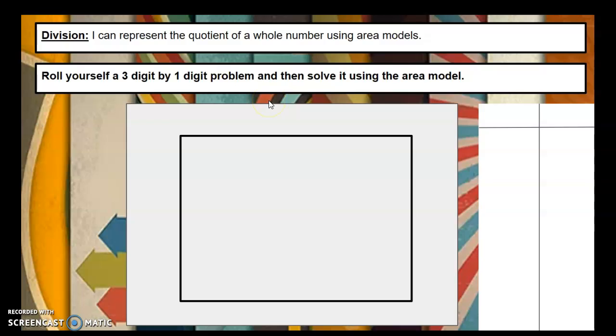Now, I have a dice here with me. It is a 10-sided dice actually, and so it makes larger numbers, so I'm going to be working with that. Yours probably won't be as hard because yours will only go 1 through 6. So it's going to be a 3-digit by 1-digit number, and I'm going to write that down after I roll.